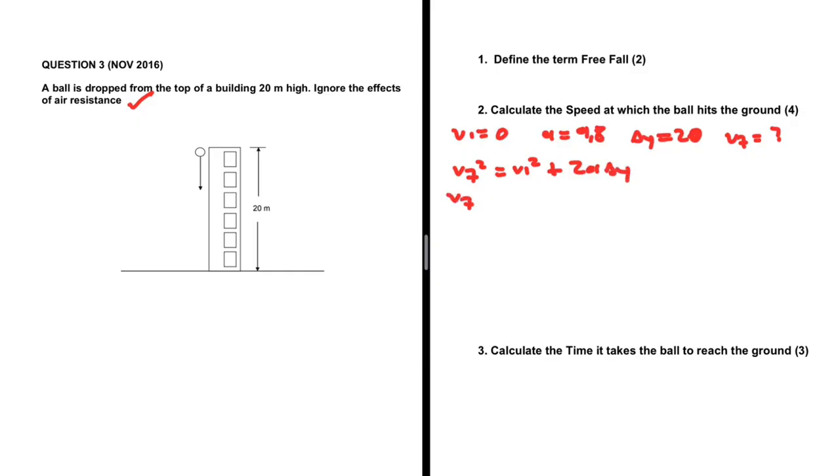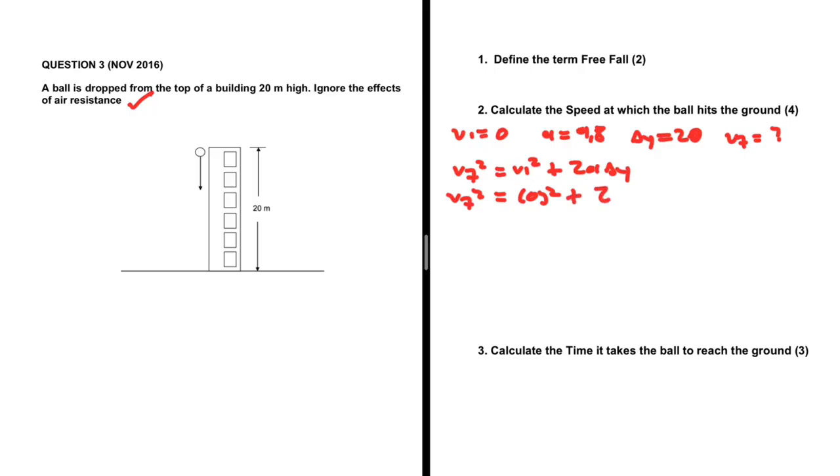So VF squared will be equal to 0 squared. Well, you might be asking yourself, why are we saying 0 squared? I mean, we know that 0 squared is 0. So is it necessary? Do we really have to do that? Yes, it is necessary. Even though we know that 0 squared is 0, we need to show that, right? There's a mark for substituting. If you don't show that 0 squared is 0, you're not going to get that mark.